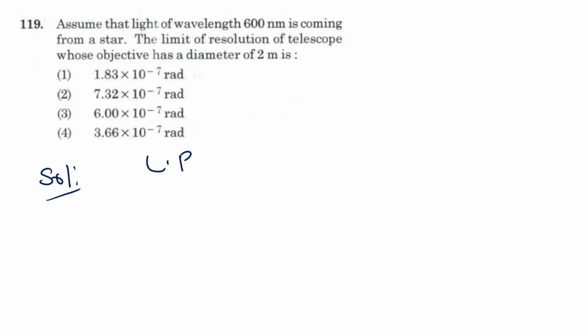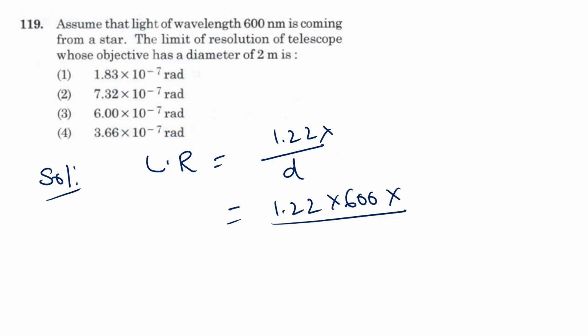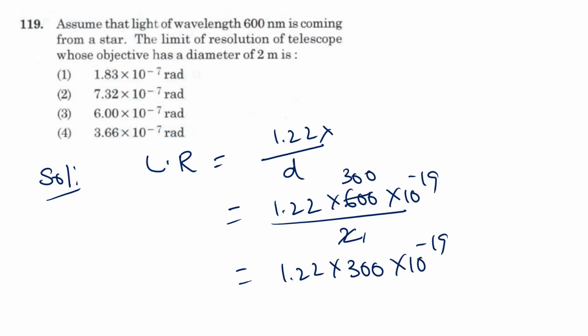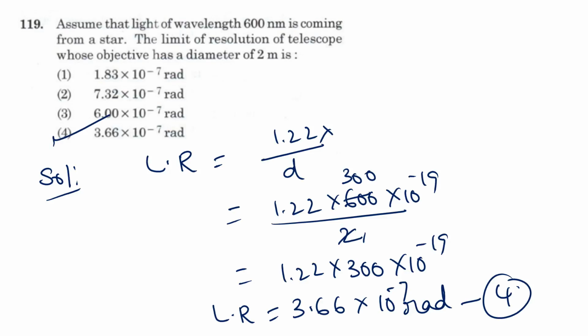LR is equals to 1.22 lambda by D, substituting values 1.22 into 600 into 10 to the power of minus 9 by 2, 2 ones, 2 300s, that is equals to 1.22 into 300 into 10 to the power of minus 19. So limit of resolution LR is equal to 3.66 into 10 to the power of minus 17 radians. Option 4, fourth option is correct.